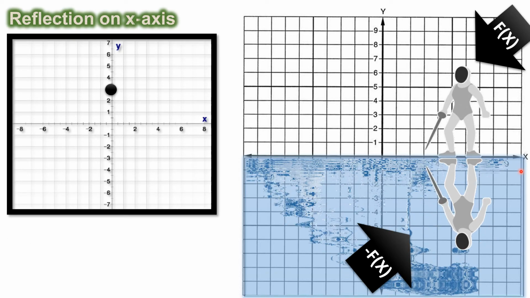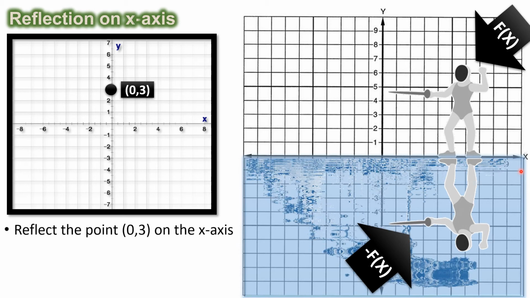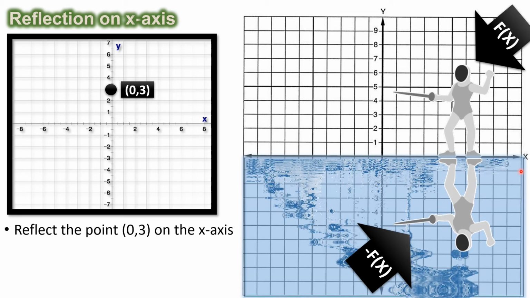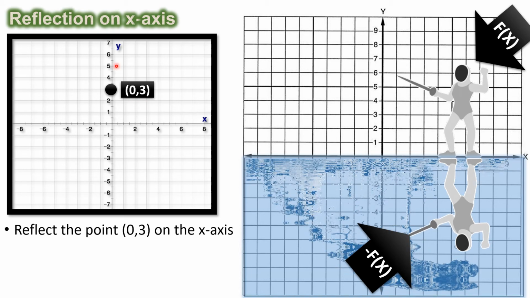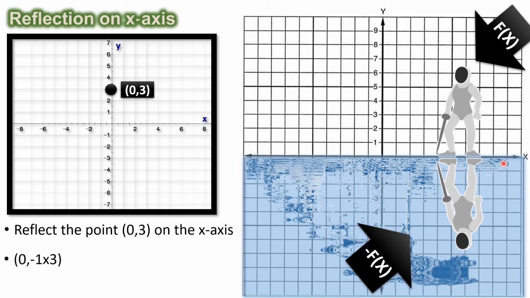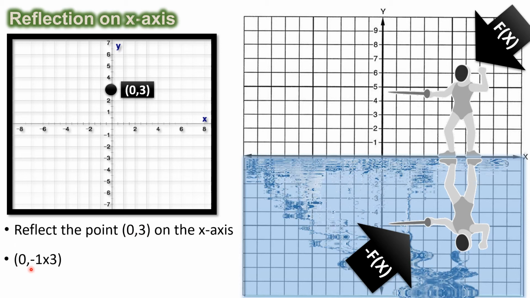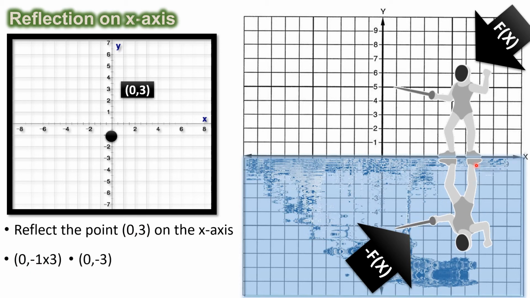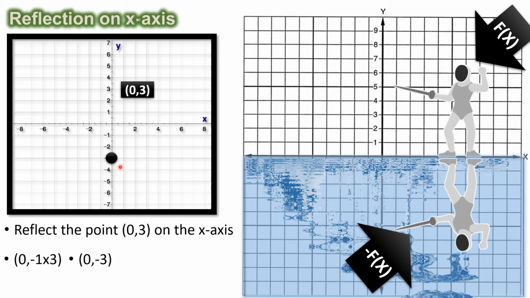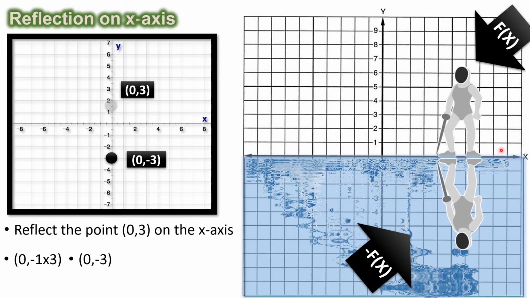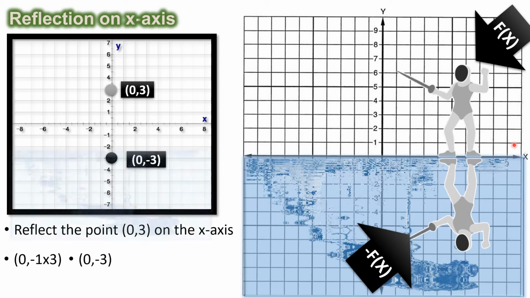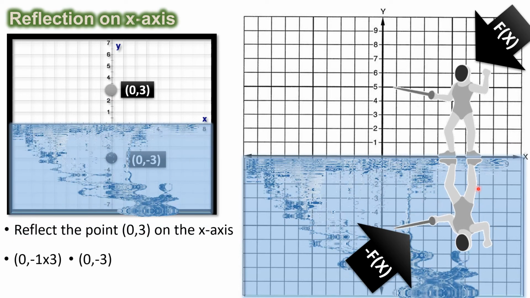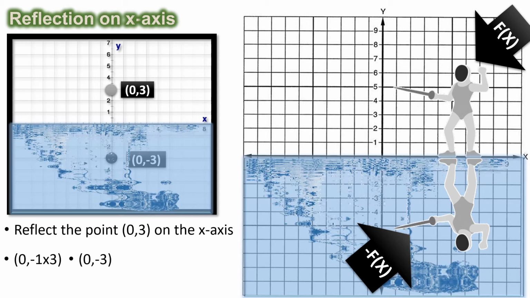You see the point 0 and 3. Reflect this point in the x-axis. So we multiply the y with a negative 1. So 0 and negative 1 times 3. It will be 0 and negative 3. The new point will be here. The old point is here. Just as a lake. Consider the x-axis as a lake.